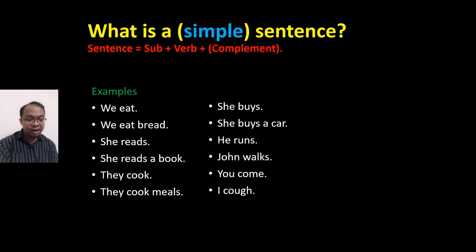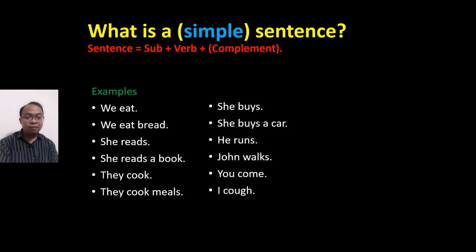"John walks," the same. John walks. In order to be able to walk, he just walks. You see, "you come." In order to be able to come, you just have to come and then you can come. You see, "I cough." Okay, so "he runs" makes sense. "John walks" makes sense. "You come" makes sense. "I cough" makes sense. In other words, we say that in the sentence "he runs," the main verb doesn't need an object. It doesn't need an object, and that is why we do not see any object following the main verb.